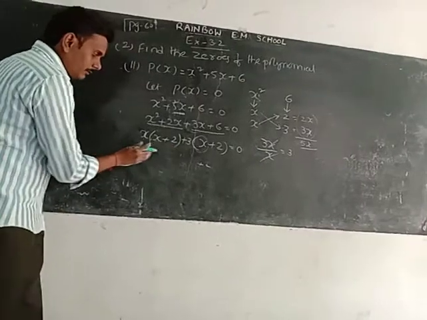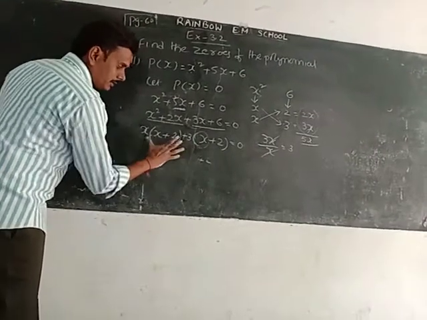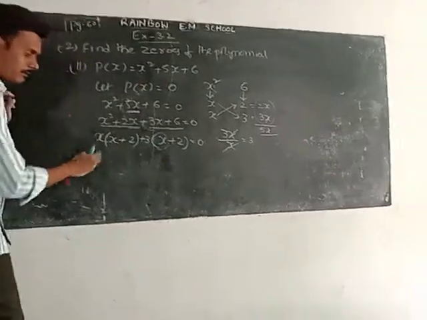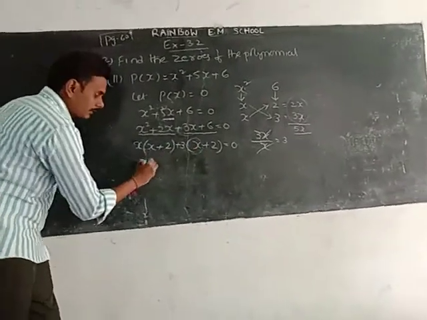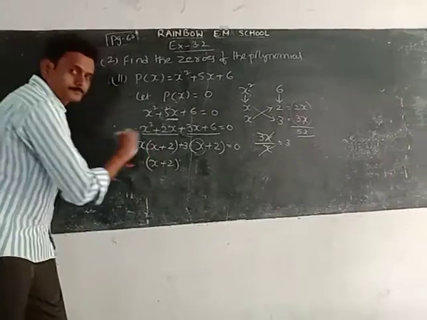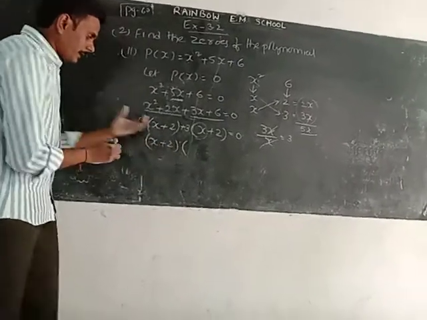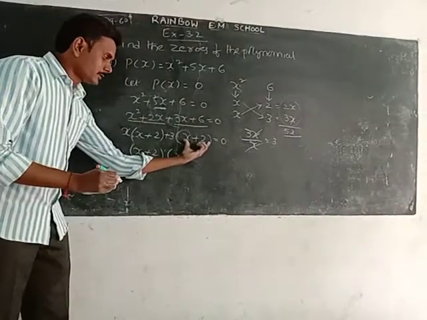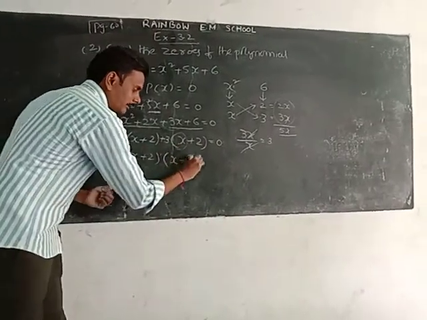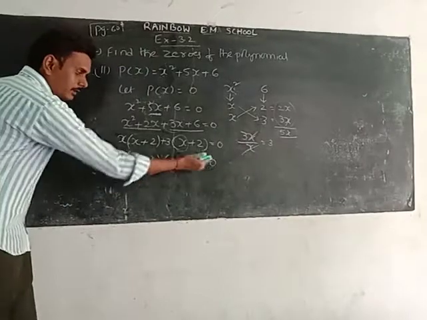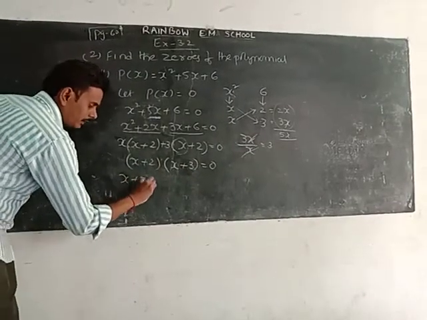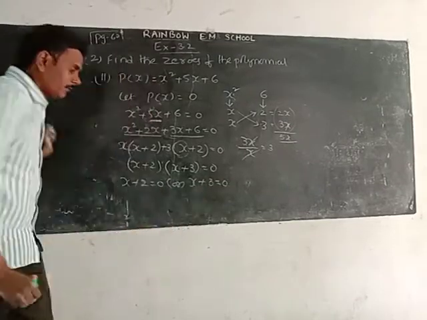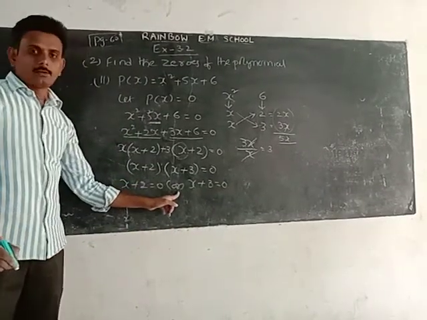Okay, now this is one group, this is one group. In these two groups, which one can we take common? X plus 2 is common. By taking x plus 2 common, x is the remaining. By taking x plus 2, 3 is the remaining. Equal to 0. Now set each factor equal to 0: x plus 2 equal to 0 or x plus 3 equal to 0. While multiplication is there, we use 'or'.